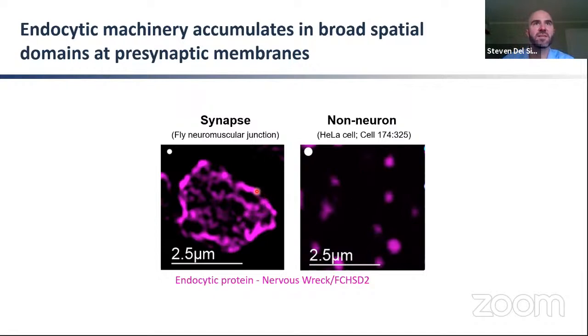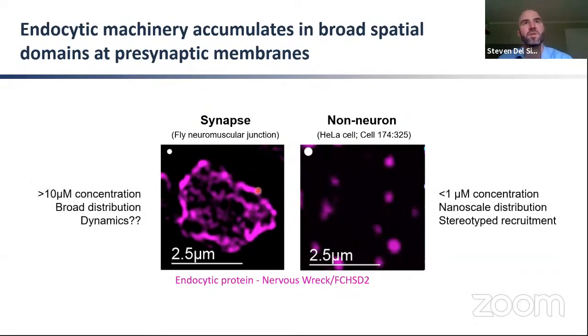And you can see quite clearly that at the synapse, this protein is decorating this large micron-scale mesh-like reticulum, whereas in non-neuronal cells, it's accumulating in these spots, which are effectively the size of a site of endocytosis. And these white dots here are meant to indicate the size of a site of clathrin-mediated endocytosis in each of these images. And so that's really one glaring difference, but also there's other differences.